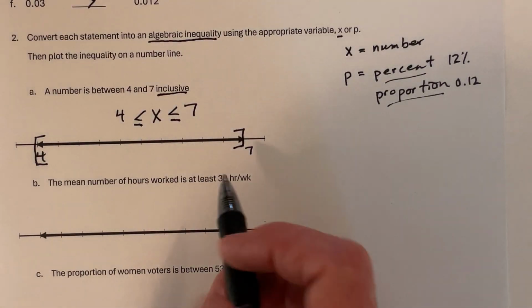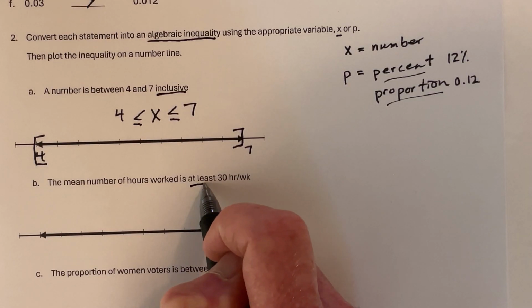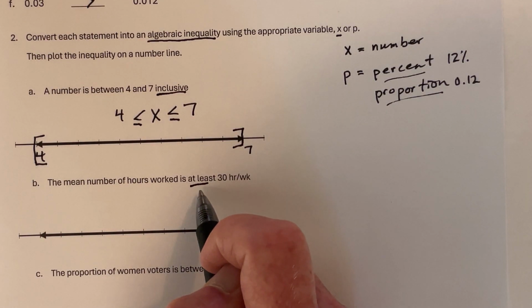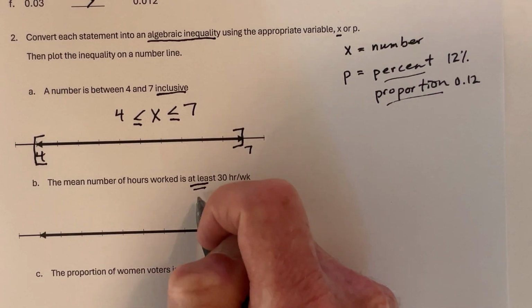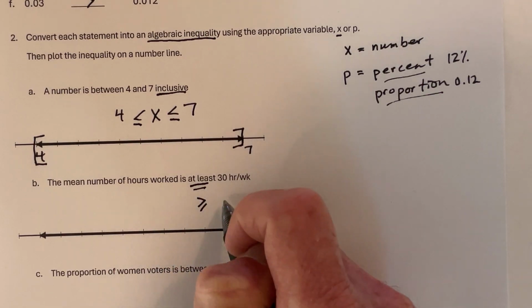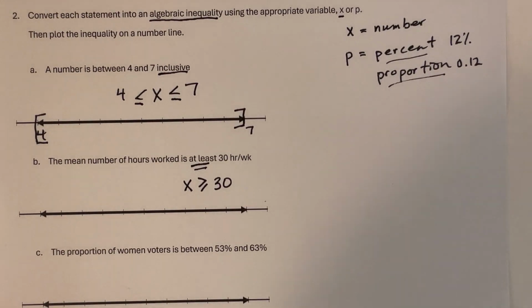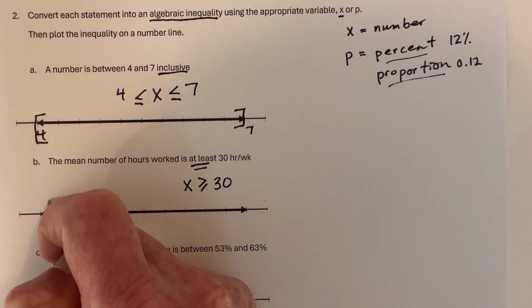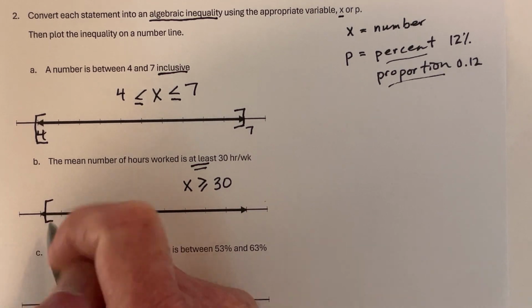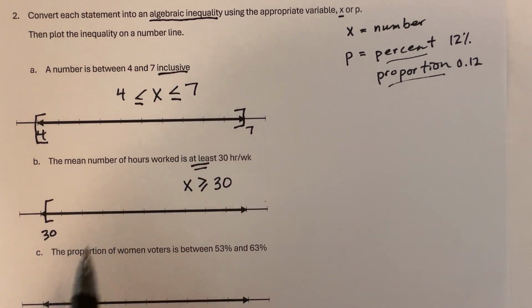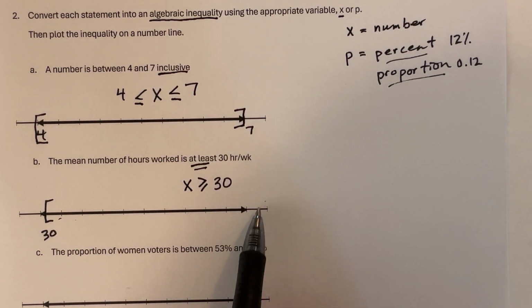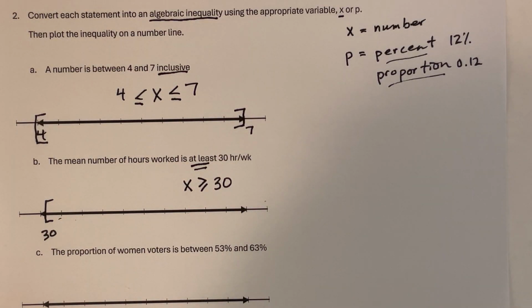For part B, the number of hours of work is at least, and at least means greater than or equal. So greater than or equal to 30, and then that's a number, not a percent, so it's going to be x greater than or equal to 30. And this one only has one number, so I'm going to have the square bracket over here with 30, and then it would just keep going because there's no other number on the right side.